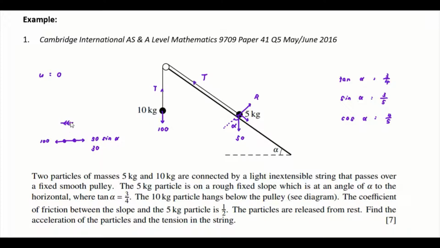So let's say the motion is towards that direction, which means your friction will be opposing it, which is in this direction. Okay, so I hope that you understand the idea. Later we'll be looking at what happens if the weights are 5 kg and 10 kg. Is it going to be the same?